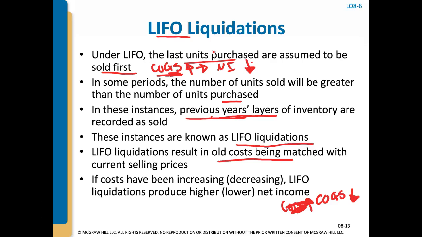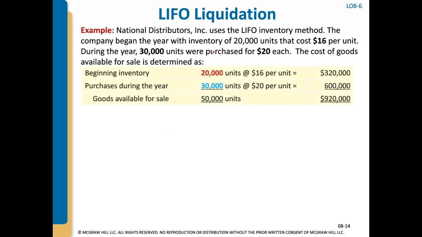And you also have these old costs being matched with current selling prices, which some companies don't like because it doesn't result in your costs being matched with your current sales. So what happens is, if the difference between a LIFO liquidation situation is materially different than if you didn't have that LIFO liquidation, you need to disclose it in the notes. So it doesn't go on the face of the financials, just in the notes. So let's go through an example and I think it'll make more sense.